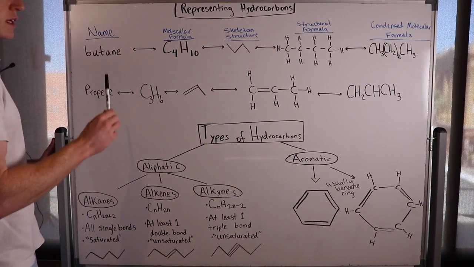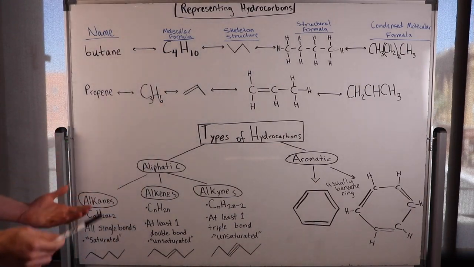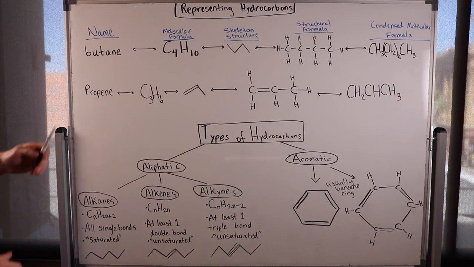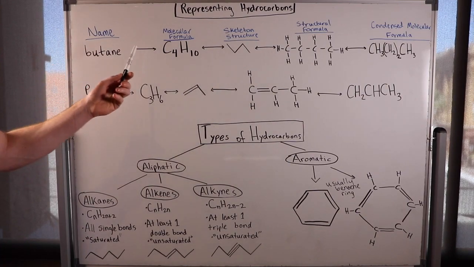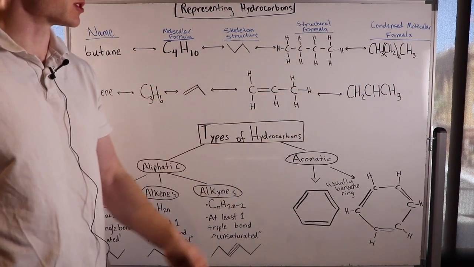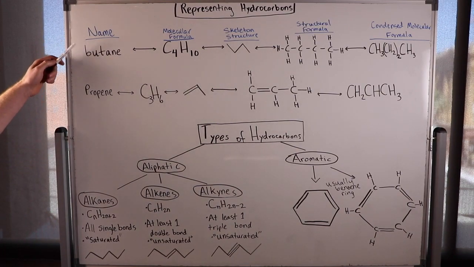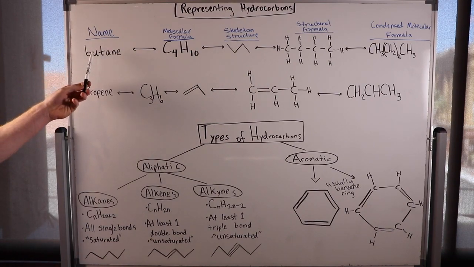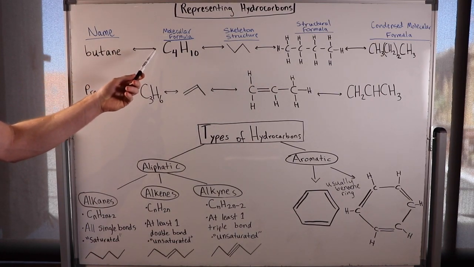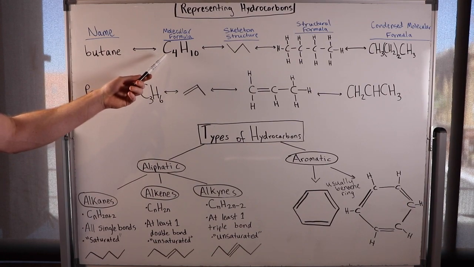Okay, I want to start this video off by explaining how we represent hydrocarbons. Up here I have 5 common ways that you'll see hydrocarbons represented by chemists. The first way is simply their name, their English name. For example, I have butane here, and butane is going to have a molecular formula which essentially tells you how many of each atom are in the compound.